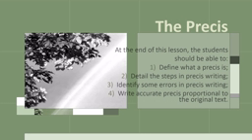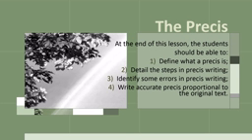So our objectives, at the end of the lesson, you should be able to define what a Precis is, detail the steps in Precis Writing, and identify some errors in Precis Writing. Finally, write accurate Precis proportional to the original text, which will be continued in our lecture proper.